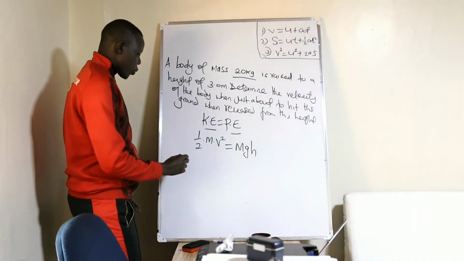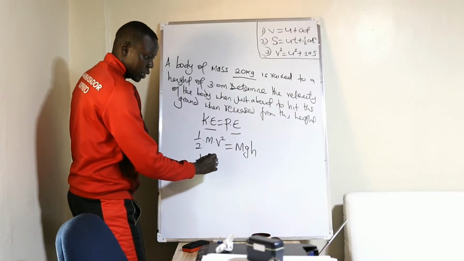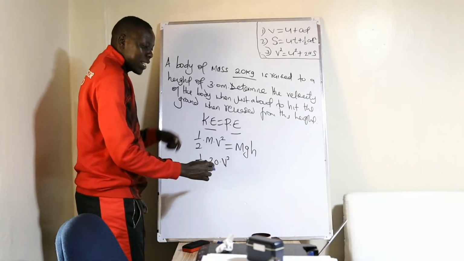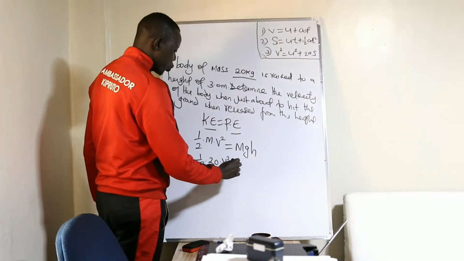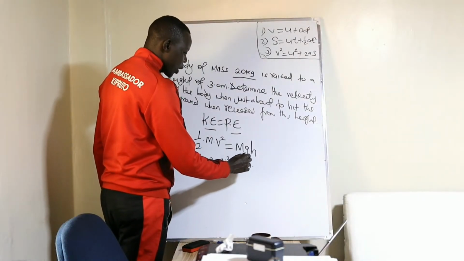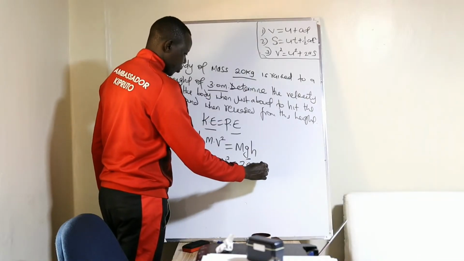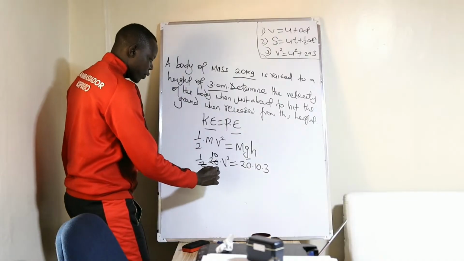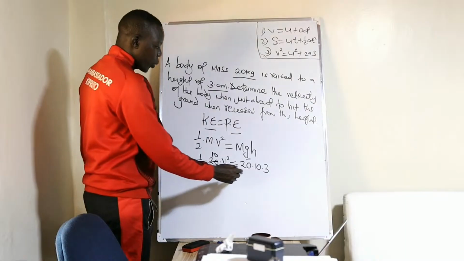So we will say half times 20, is it 20? Yes, times 20 times v squared. Now, when it goes down, to be equivalent to mgh: 20 times g, which is 10, times h, which is 3. Half by 2, 1 by 2, 10. So we have 10 v squared to be equivalent to 20.